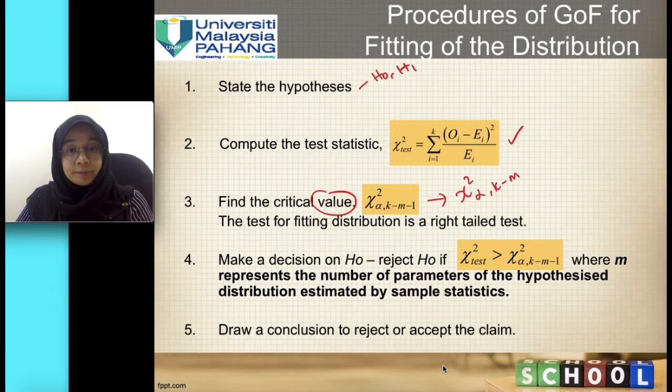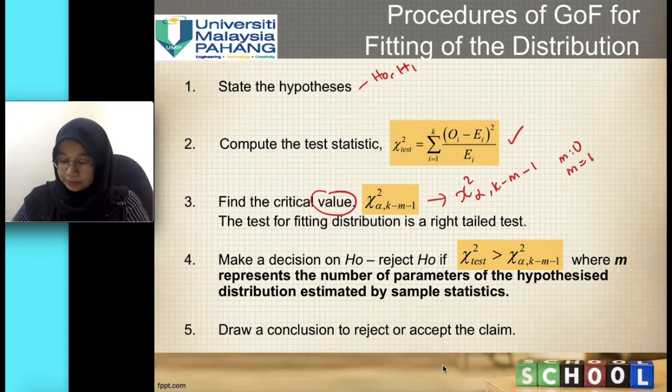K is the number of categories, M is the number of parameters. Take note of M. If the parameter value is given, your M is equal to 0. If the parameter value is not given, your M is equal to 1. This is a right tail test. And then step number 4, you make a decision to reject or to accept the H null, and then draw the conclusion.